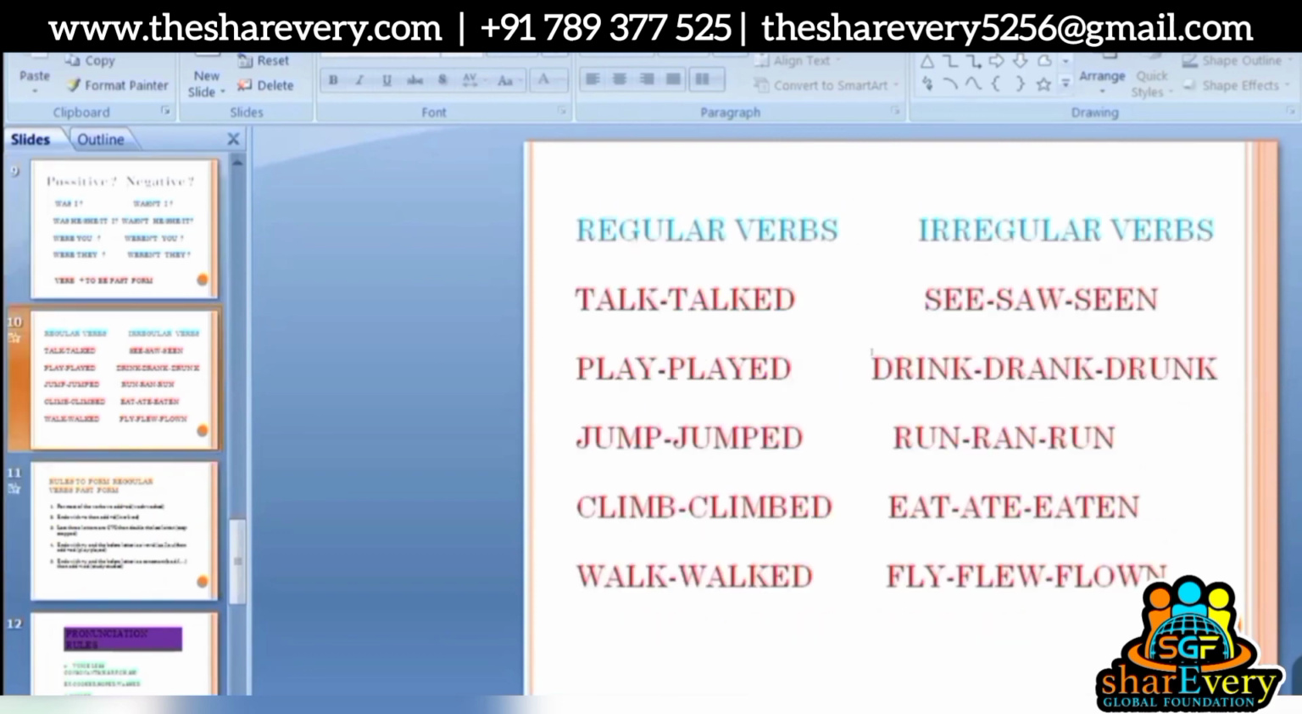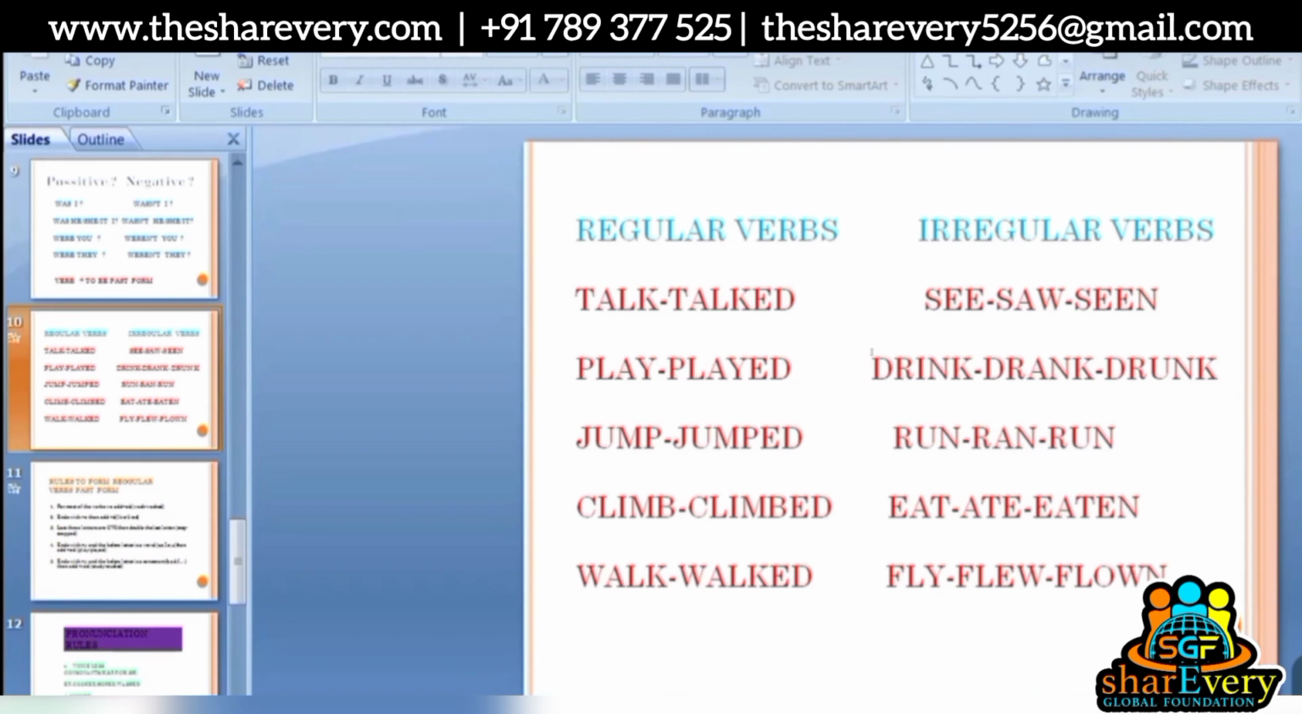Now coming to a very important and very useful topic which children have to know, that is regular verbs and irregular verbs. What are regular verbs and what are irregular verbs? First of all, these are verb forms of the past forms only. By the spelling of their difference, we call them regular verbs and irregular verbs. If we add ed to the base form V1, then we get a regular verb.